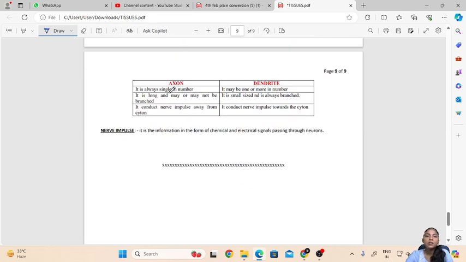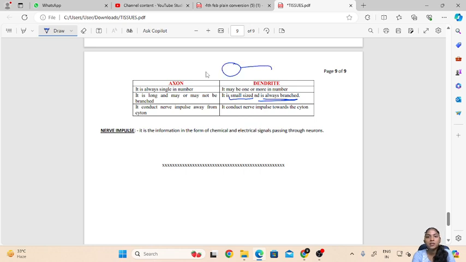Let us see the difference between axon and dendrite. So axon, it is always single in number, whereas dendrite may be one or more in number. Axon is long and may or may not be branched, whereas dendrite is small sized and it is always branched, as we have already seen in the diagram. Then it conducts nerve impulse away from cyton and it conducts nerve impulse towards the cyton.